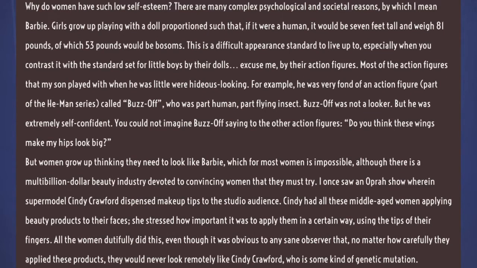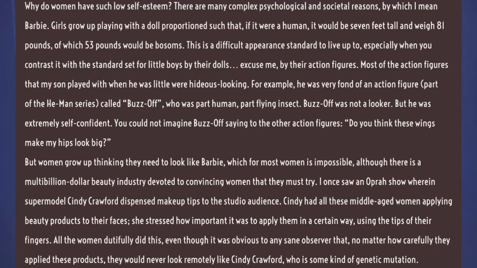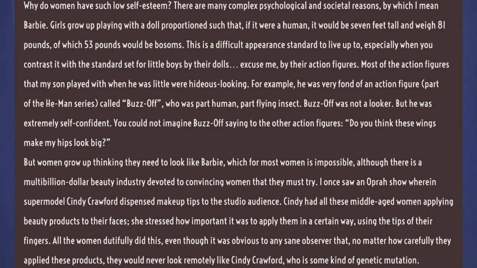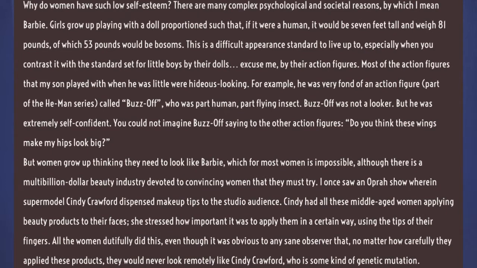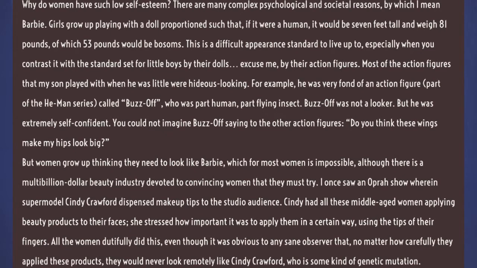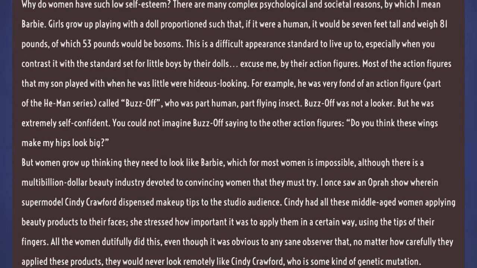Although there is a multi-billion-dollar beauty industry devoted to convincing women that they must try. I once saw an Oprah show wherein supermodel Cindy Crawford dispensed makeup to the studio audience. Cindy had all these middle-aged women applying beauty products to their faces. She stressed how important it was to apply them in a certain way using the tips of their fingers. All the women dutifully did this, even though it was obvious to any sane observer that no matter how carefully they applied these products, they would never look remotely like Cindy Crawford, who is some kind of genetic mutation.